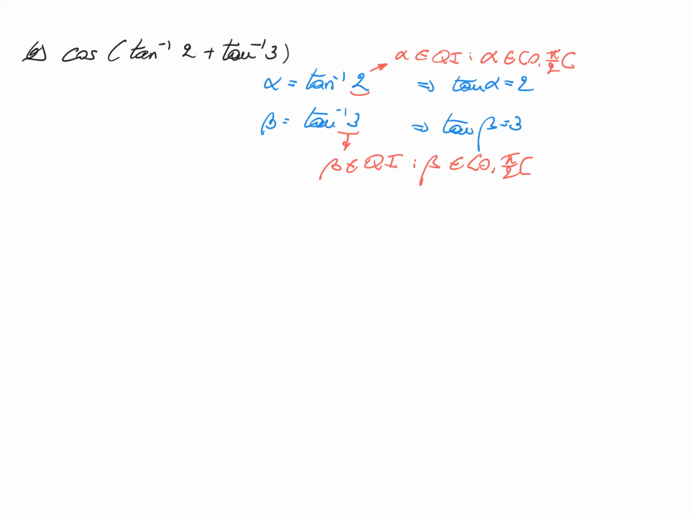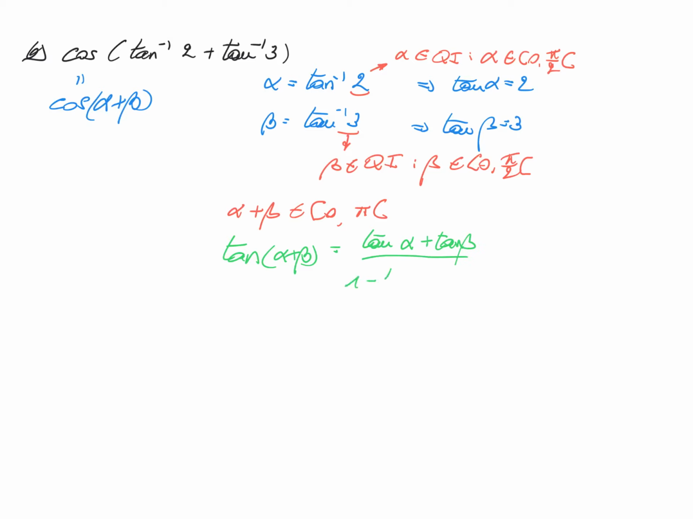What we now have here is the cosine of alpha plus beta. So we need to know something about alpha plus beta. If we look at the restrictions for alpha and beta separately, then we can see that alpha plus beta will be between 0 and pi. Also, we know that the tangent of alpha plus beta is the tangent of alpha plus the tangent of beta divided by 1 minus tangent alpha times tangent beta. So this is the tangent of alpha is 2 plus 3 divided by 1 minus 2 times 3. So it is 5 divided by minus 5 is minus 1.